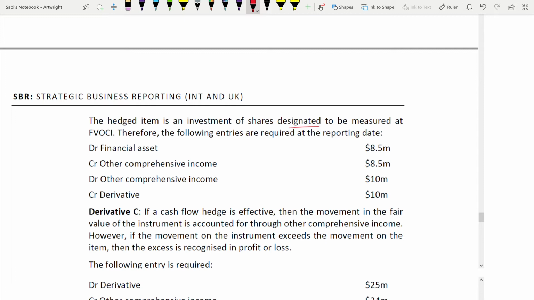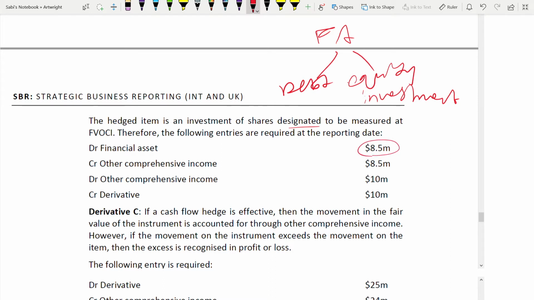Debit where? Where do you debit? Remember, investment in equity is a financial asset. A financial asset could be of two types: debt instrument, equity instrument. Equity instruments means investment in an entity or something like that. Investment in shares, that is. So this is a financial asset. You debit 8.5 financial asset. And where do you credit? Other comprehensive income. Other comprehensive income you credit.